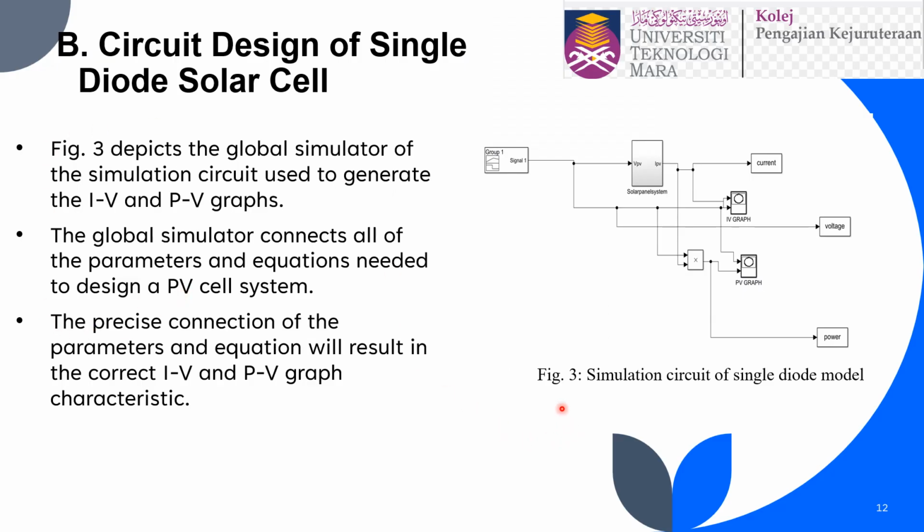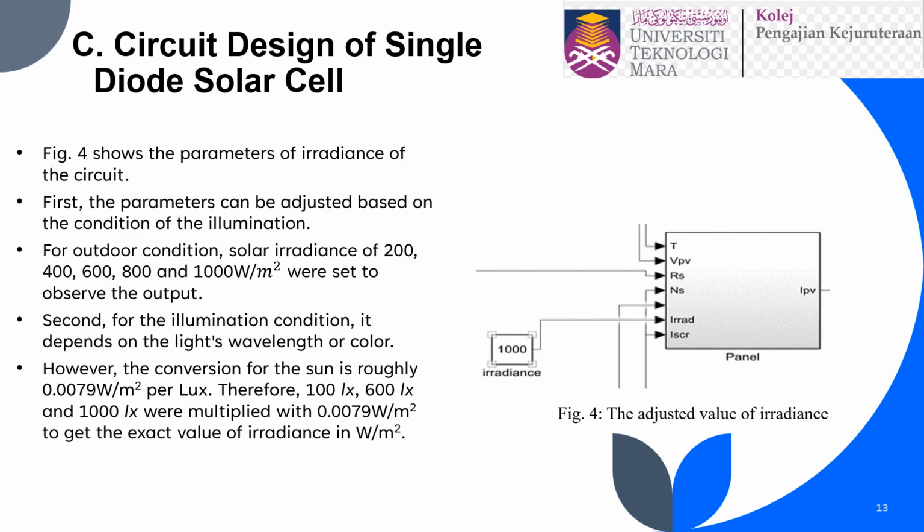As can be seen in figure 3, this is the simulation circuit of the single diode model. This is the global simulator for the simulation circuit used to generate the IV and PV graphs. The global simulator connects all of the parameters and equations needed to design a PV cell system. The precise connection of the parameters and equations will result in the correct IV and PV graph characteristics.